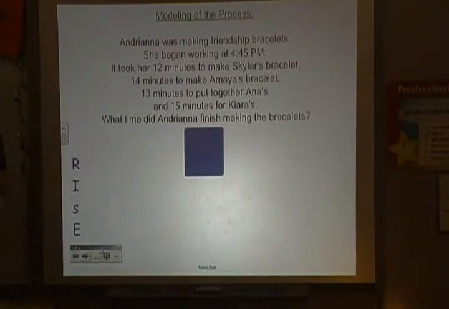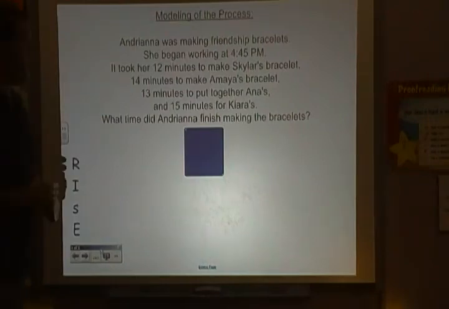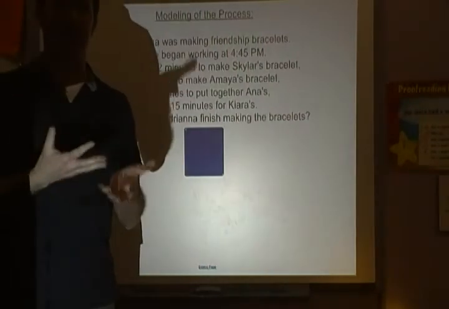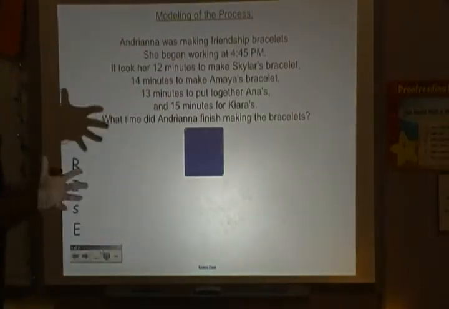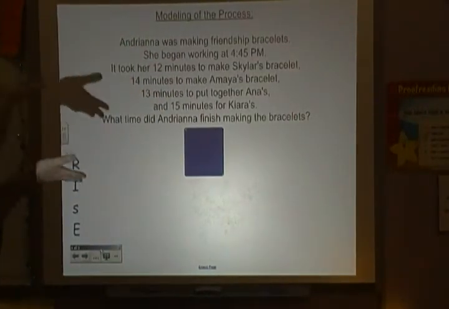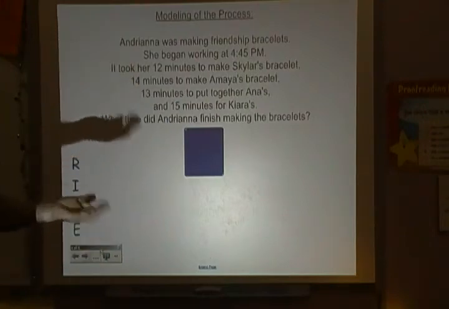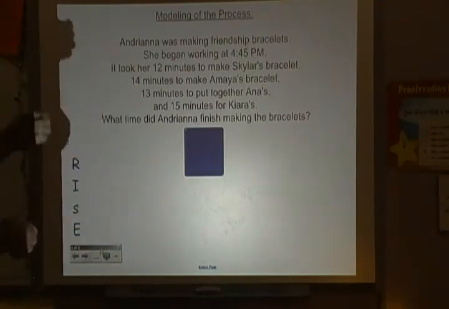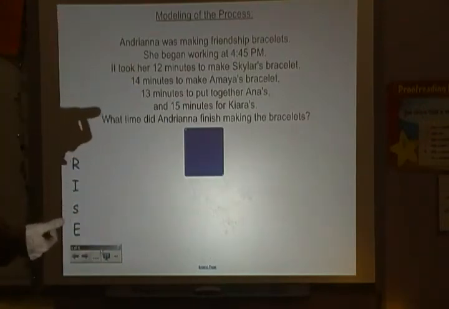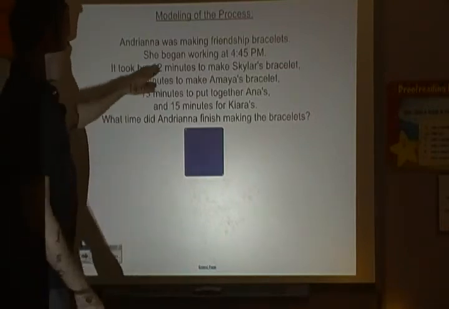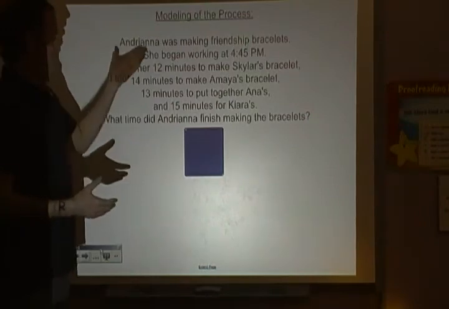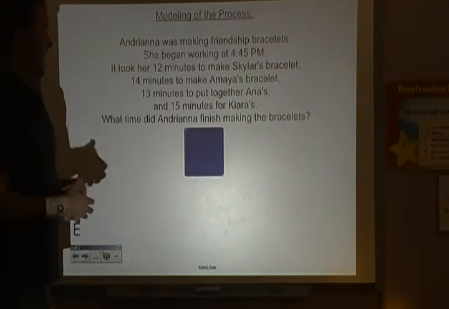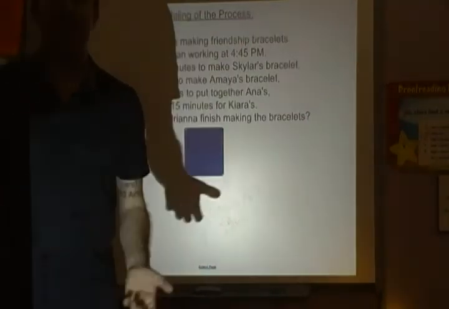So I identify keywords and information. I'm going to retell my story before I start thinking about anything else. So I know here Adriana is making friendship bracelets. She makes those bracelets for 4 of her friends. I know how long it takes to make each of the bracelets. I know when she began working. I need to figure out what time it was that she finished.